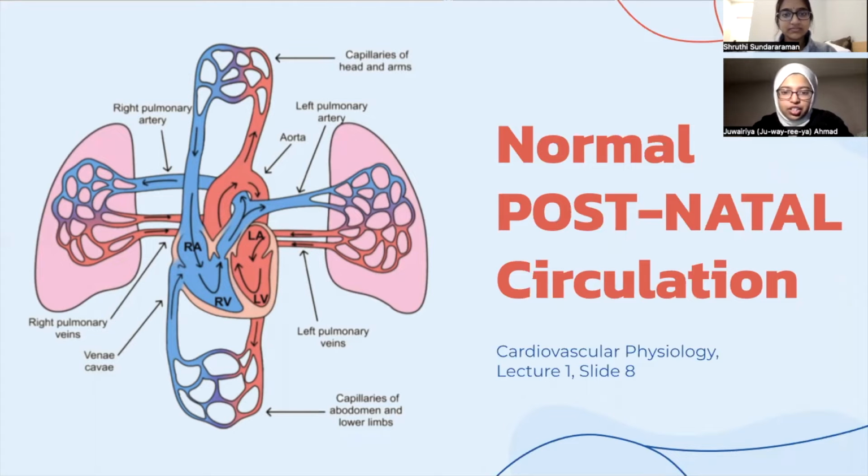In pulmonary circulation, deoxygenated blood from all around the body flows through the superior and inferior vena cava, enters the right atrium, and is pumped into the right ventricle. This blood is then pumped through the pulmonary arteries into the lungs, where it gets oxygenated. After oxygenation, blood is transported via the pulmonary vein to the left atrium.